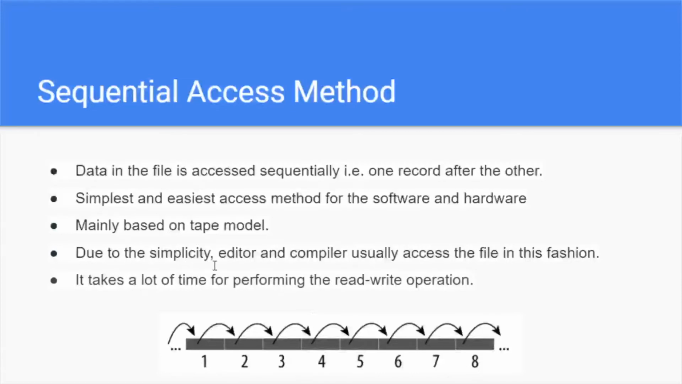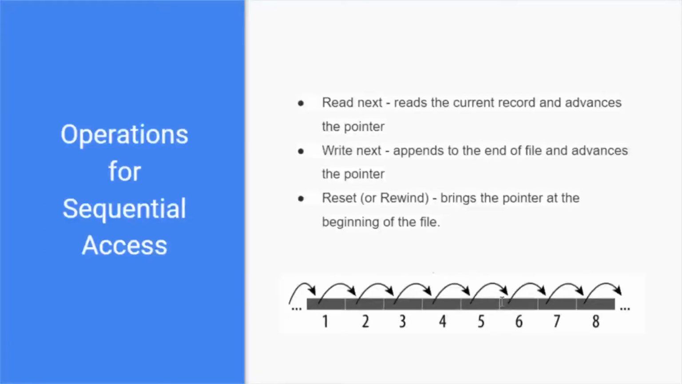Due to the simplicity, editors and compilers usually access files in this fashion. It takes a lot of time for performing the read-write operation. Operations for sequential access: to access a file, you will need to read or write or rewind or append. The different operations which we can perform to access our file in a sequential manner are read next, write next, reset or rewind.